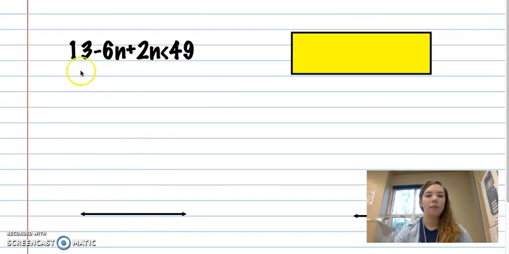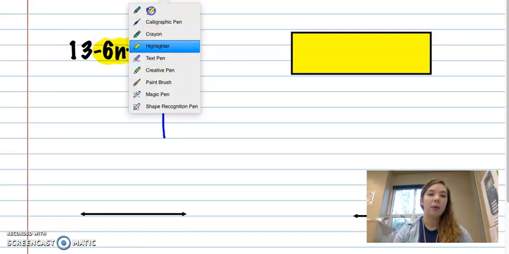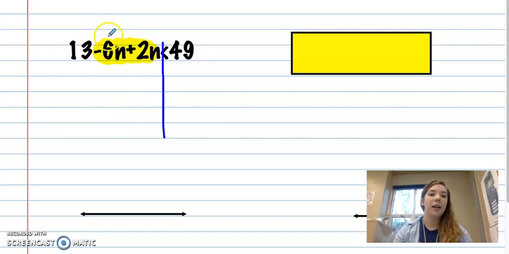Our first one, 13 minus 6n plus 2n is less than 49. I don't have parentheses, so I don't need to distribute, but I do need to combine like terms. So I can combine my n's together because they both have the same letter. I have negative 6n plus 2n is negative 4n.